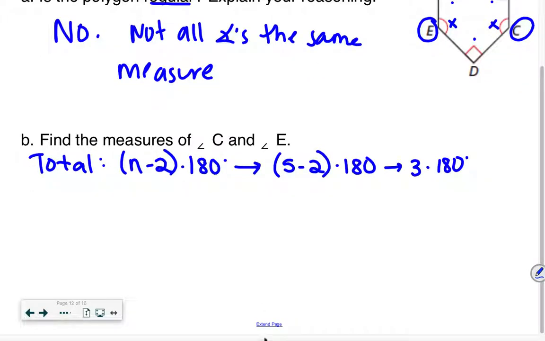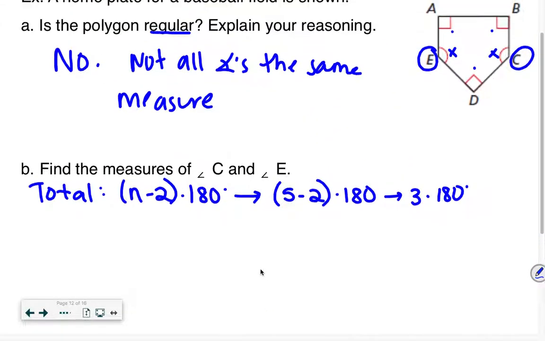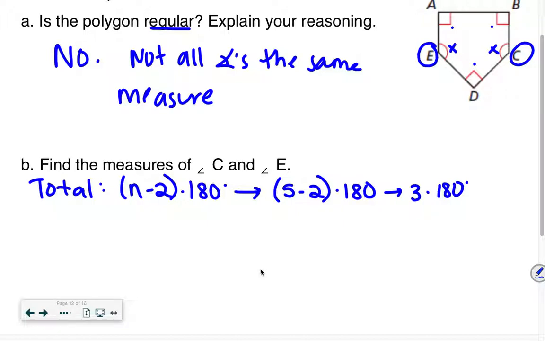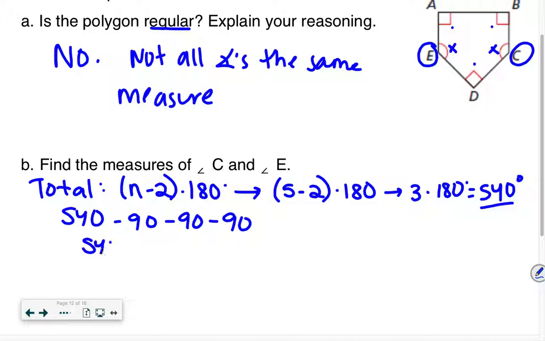Michaela? 540. So for any pentagon, it needs to add up to 540 degrees. And so how am I going to find angles C and E? Well, let's start by taking away what we know. How many 90-degree angles are there in that home plate? There's 3. So let's take 3 90s away from that. So we're going to take 540 minus 90 minus 90 minus 90, or that's the same as 540 minus 270. And what's 540 minus 270?